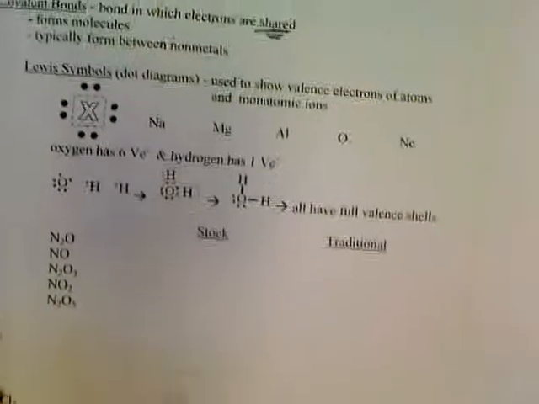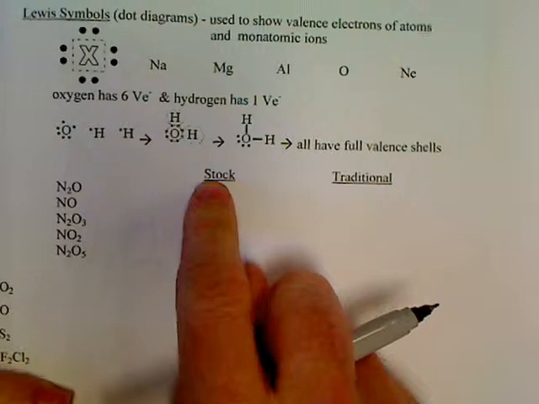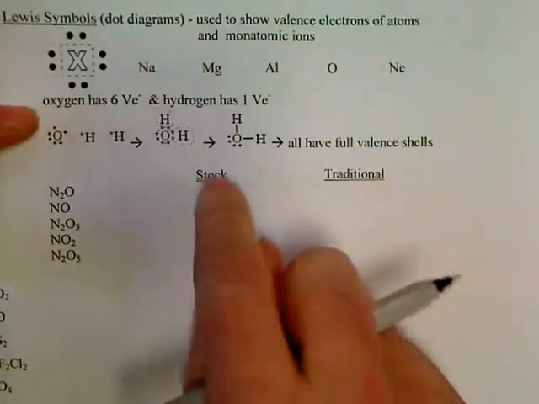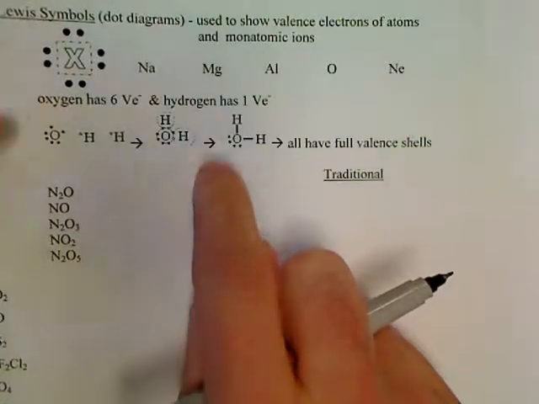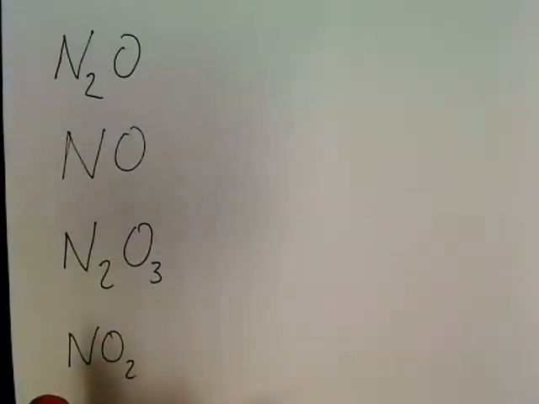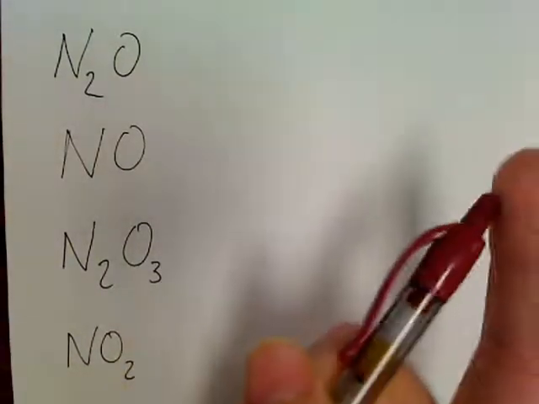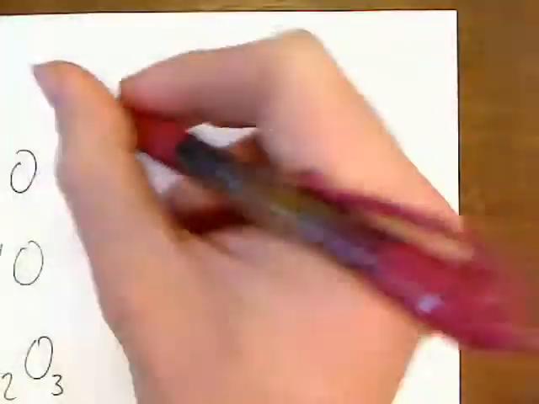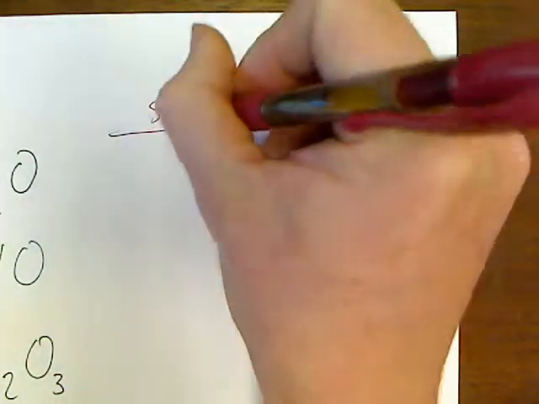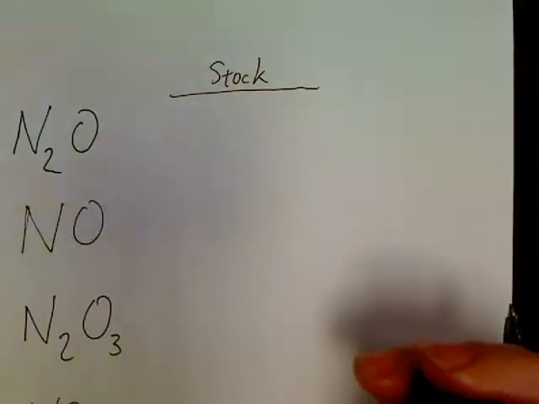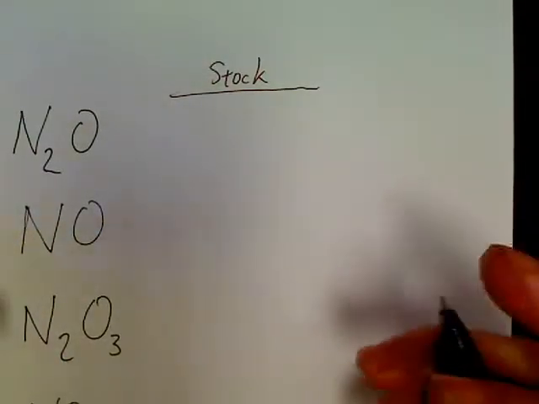Now you'll notice in the notes, I've got 2 ways of naming this. A stock method and a traditional method. Believe it or not, you already know the stock method. The stock method is how we end up using our Roman numerals. So here's what we're going to do, using the stock method to name these. Stock method just means Roman numerals. And that's a neat thing. If you wanted to, you could still use Roman numerals to name these.